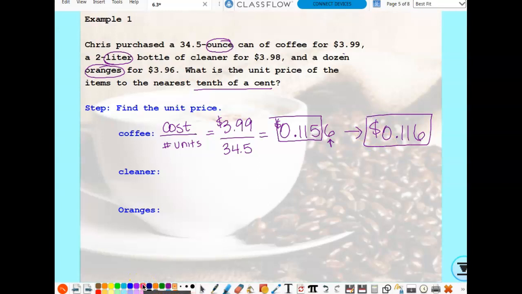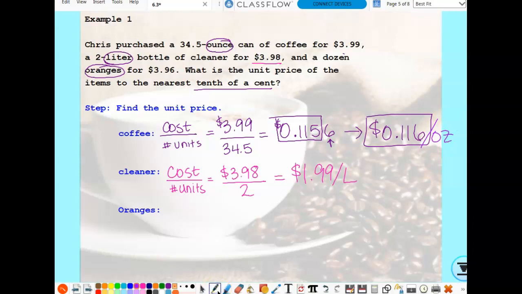Same thing for the cleaner. We're going to do the cost divided by the number of units. So the cost for the cleaner is $3.98, and it's being measured in liters. So we have 2 liters, and we're going to divide that by 2. And that would be $1.99 per liter. And I should actually put, on this other one up here, I should put per ounce.